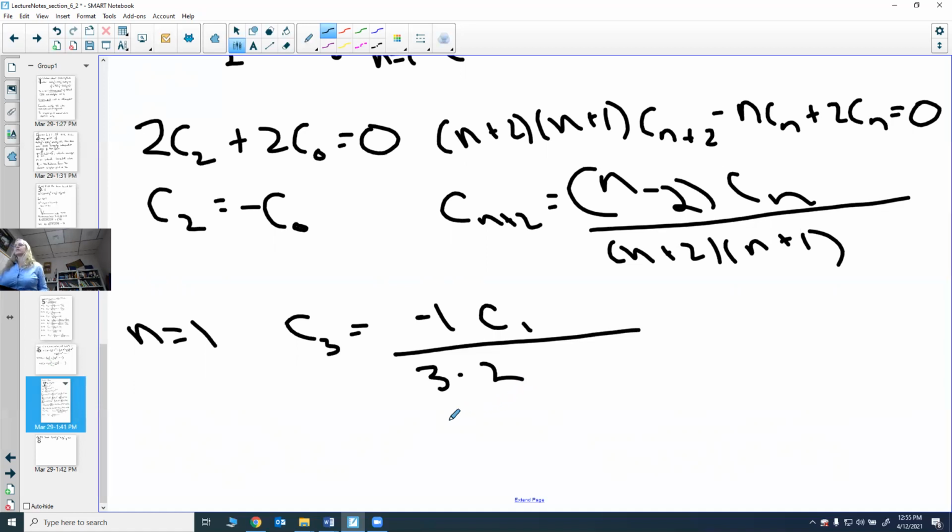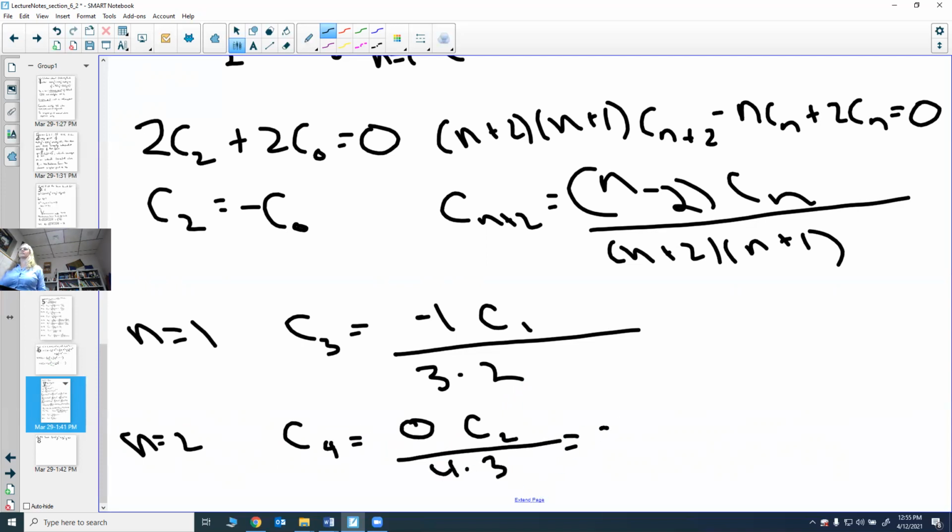All right. So now let's go n equals 2. So that'd be c sub 4. That would be 2 minus 2, which is 0, so that's 0 times c sub 2 over 2 plus 2 is 4 times 3. I didn't really need this one because I know it's 0, but I went ahead and did it just for the sake of having it.